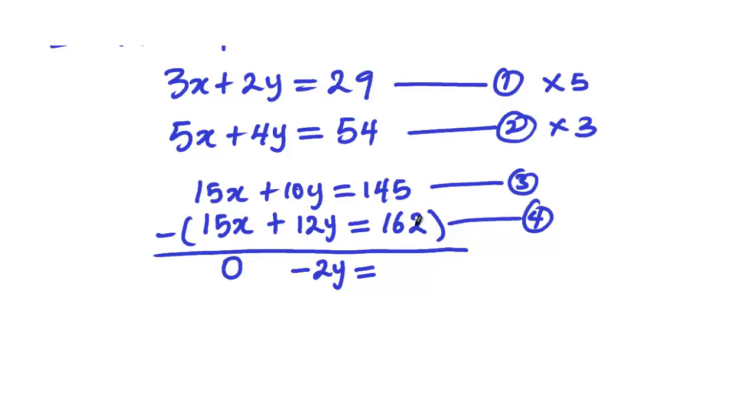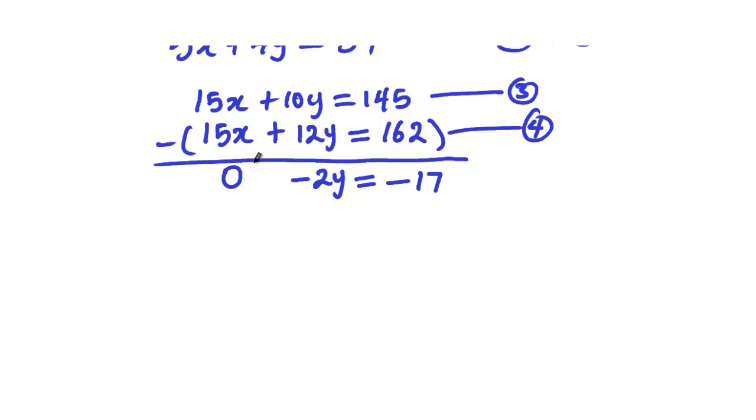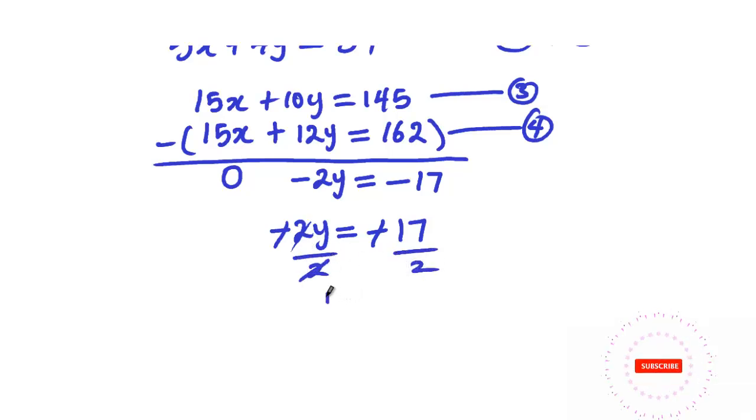So that would now be 145 minus 162. And that will give us minus 17. So if this gives us minus 17, then we can say minus 2y is equal to minus 17. Minus cancels minus. Divide both sides by the coefficient of y, which is 2. This cancels this. So y basically is 17 over 2. And what is 17 over 2? That will give us 8.5. So y is 8.5.